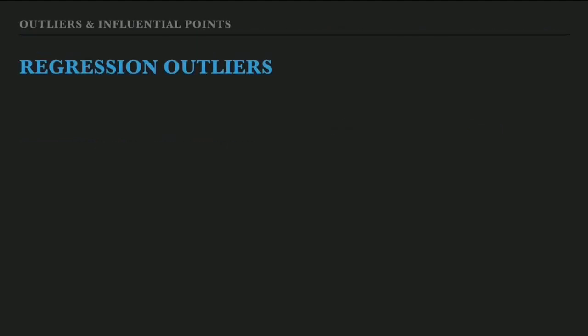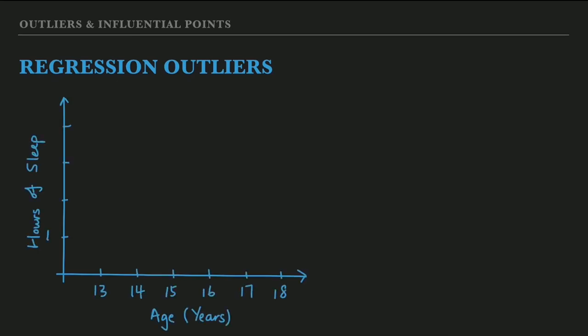Let's start with regression outliers. Visually, we observe that in this graph over here, there are two potential outliers in the scatter plot. However, in order to legitimately classify them as outliers, we need to look at their residuals.